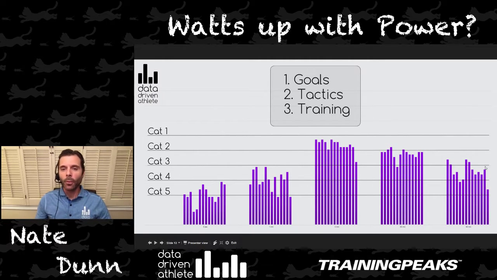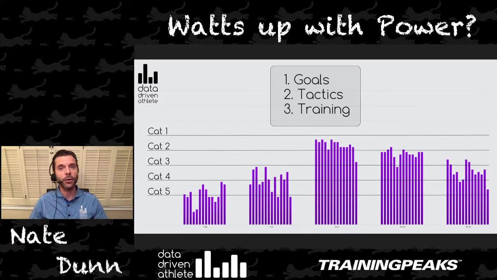So for this power profile chart, we trust that this athlete has accurate data coming from their power meter, and that they've done maximal efforts over these different durations. So we can look at this power profile chart and say, hey, this is a pretty good representation of this rider. So first of all, goals.